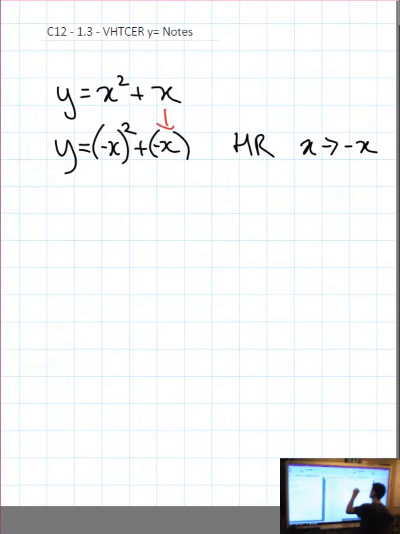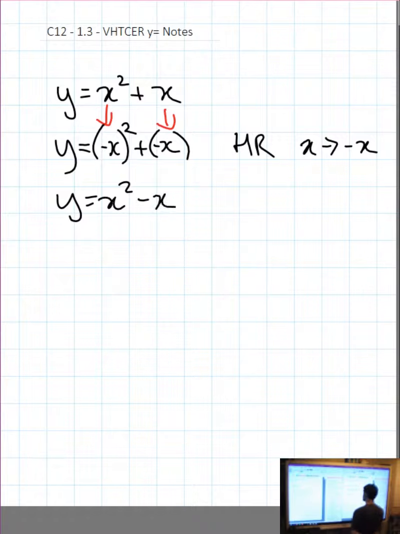Everywhere I see an x, I put a negative x in. Then I can clean it up if I like. So negative x squared is x squared. And if I have a positive in front of a negative and I distribute it, it becomes this. Totally different function than before, a vertical reflection.